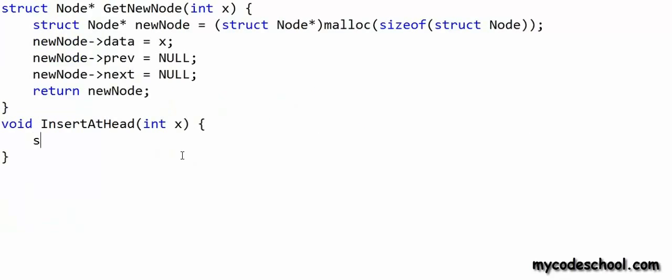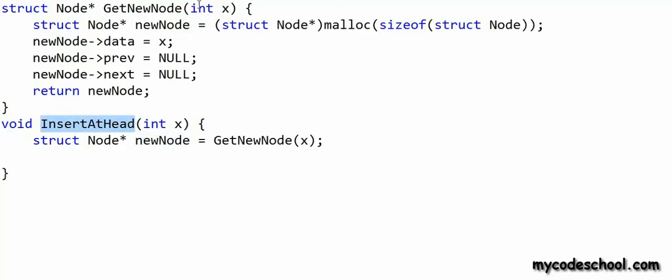Now in the insert at head function, I can simply call this function get new node, passing it x. This function is returning a pointer to the newly created node that I'm going to receive in this variable, which once again is a pointer to node named temp. We can name this variable also as new node. This new node in insert at head is different from this new node in get new node. These are local variables. This new node is local to insert at head, and this new node is local to get new node.